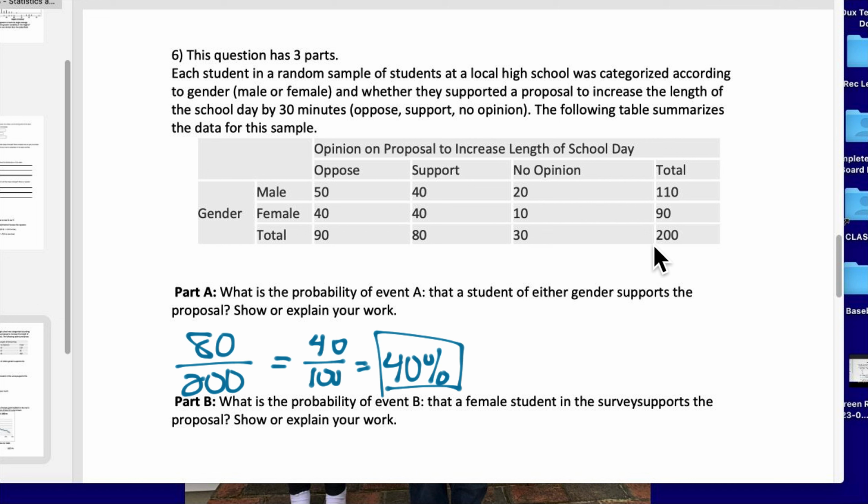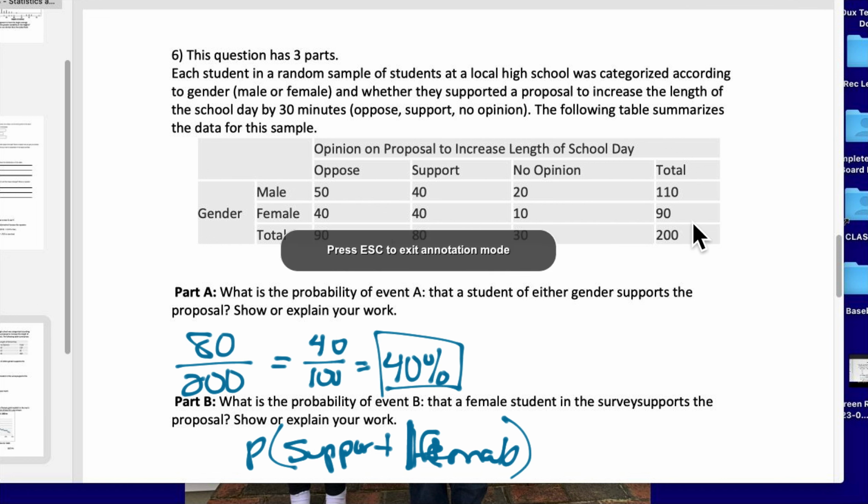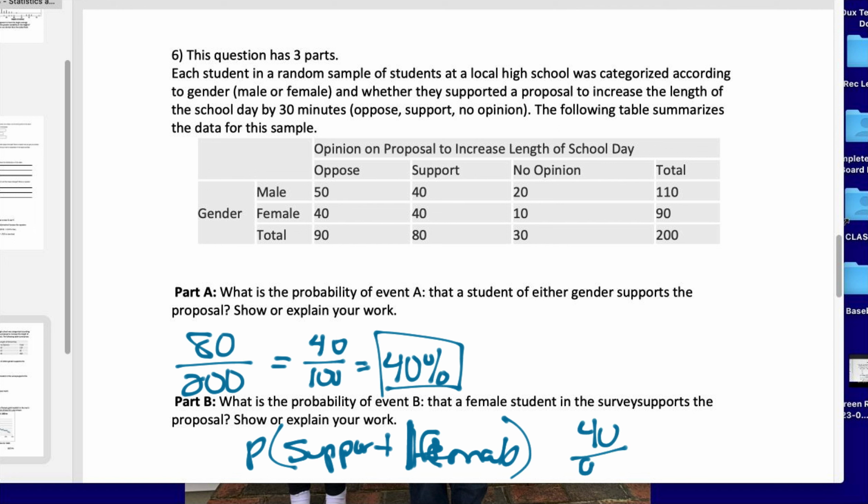B, what is the probability of event B, a female student? So we're given, like this is probability given female students. Remember, that'd be like the probability of supports given female. So we're only looking at female students. That's the notation we use, and that straight line means given. If you're given the female, we're going to only restrict our data to these 90 females here, because that's all we're doing. So a female student supports, well, out of the 90 female students, 40 of them support it. So you would say 40 out of 90, which in your calculator would be 44%.